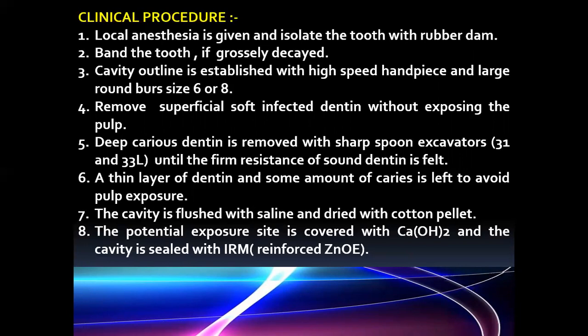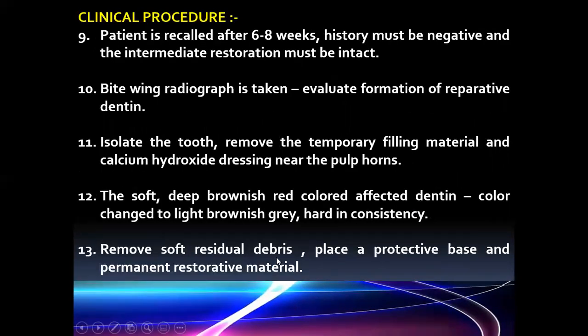We should remove the dentin which is present on the walls of the cavity. In the floor of the cavity, a thin layer of dentin with some amount of caries can be left to avoid pulp exposure. The cavity is flushed with saline and dried with cotton pellet. The potential exposure site is covered with a thin layer of calcium hydroxide, and the cavity is sealed with an intermediate restorative material.